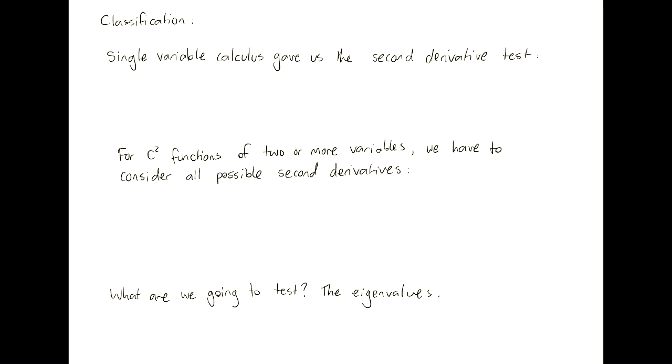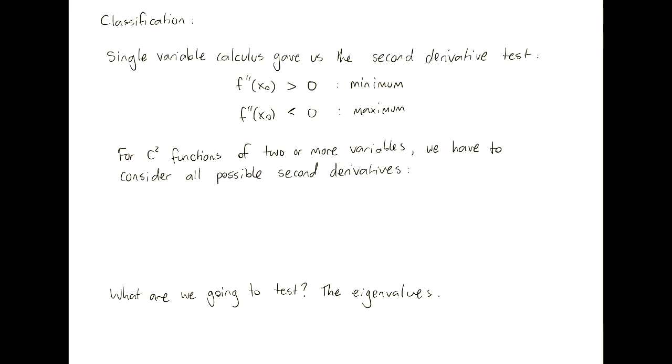So the single derivative test told us that f'' of x naught greater than 0 meant that we had a minimum. And we learned that if f'' of x naught was less than 0, we had a maximum. And of course, we learned that if the second derivative was 0, it was inconclusive, because it was a weird degenerate edge case. For C2 functions, with more than two variables, we need a little bit more.